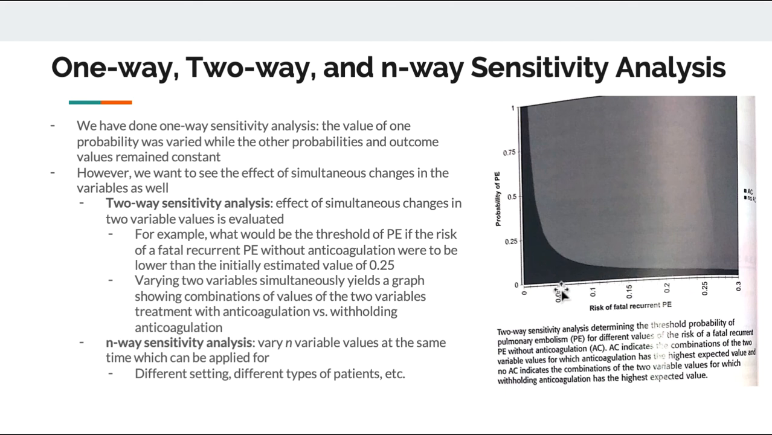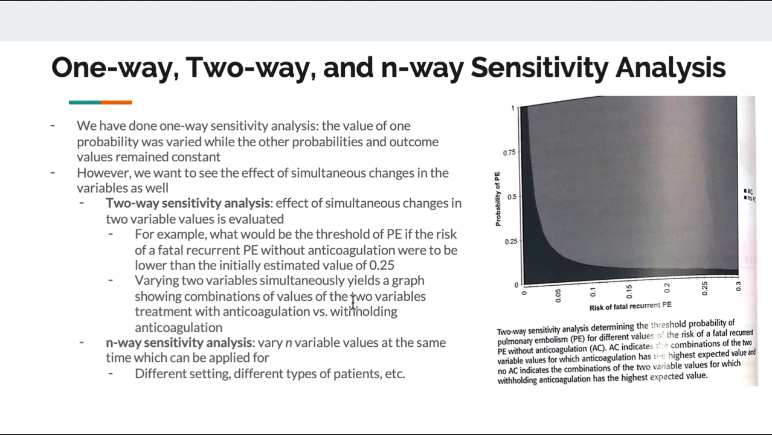At any point, for example, if the probability of PE equals 0.25 and the probability of fatal recurrent PE equals 18, that's going to be one point right here. This point is in the region of the AC, which means the AC scheme is the better choice, or has a better survival probability. So by combining and changing the values of two variables at the same time, we have a two-way sensitivity analysis.